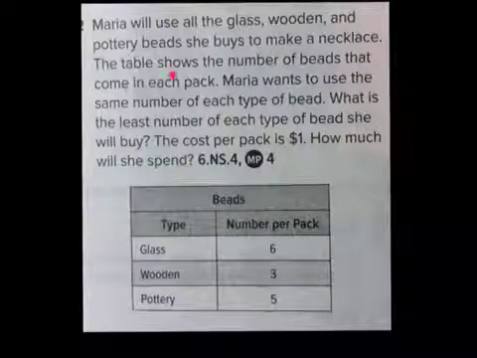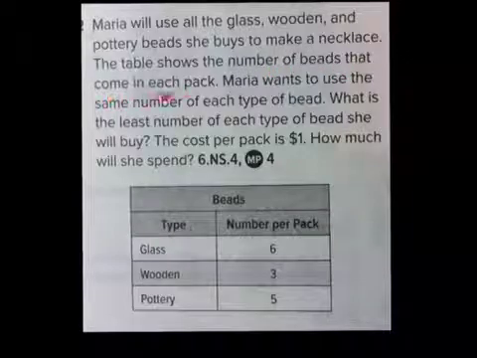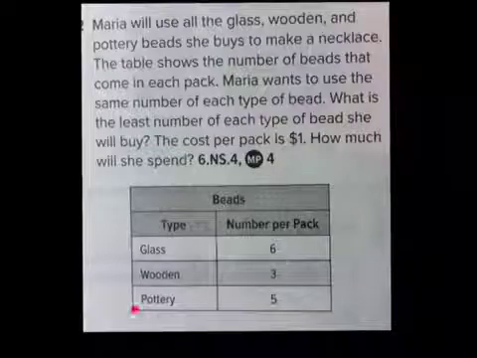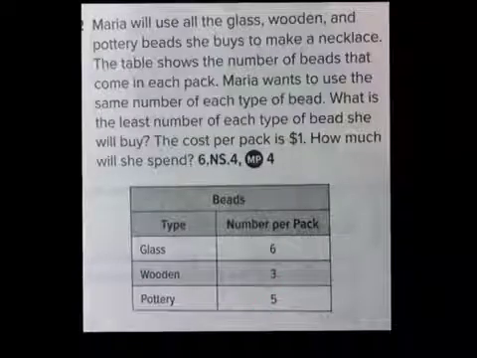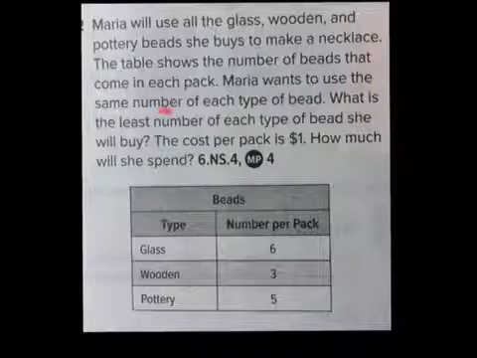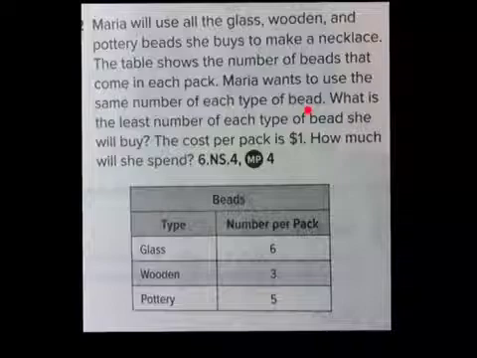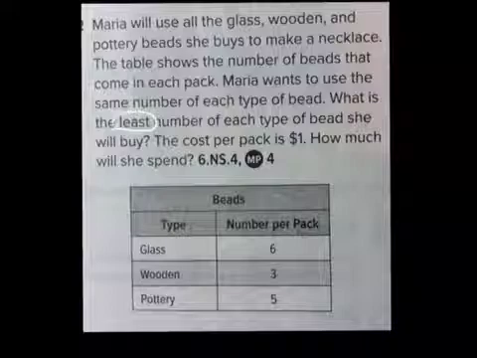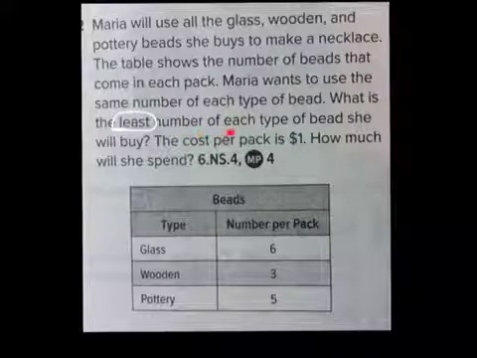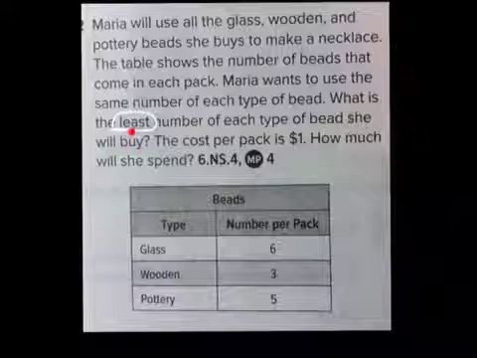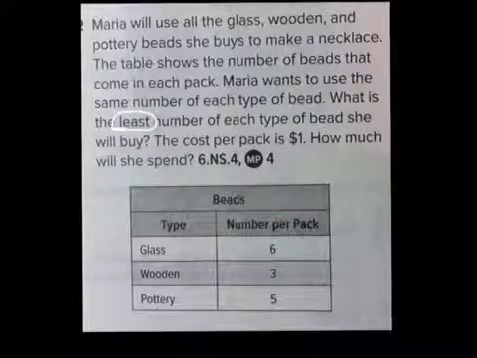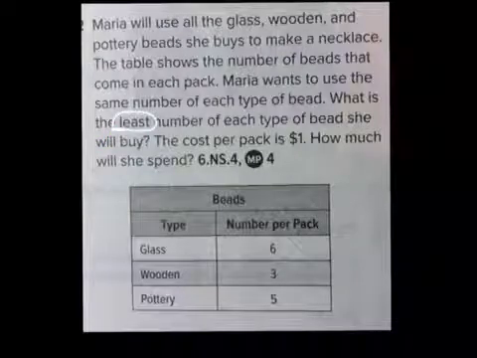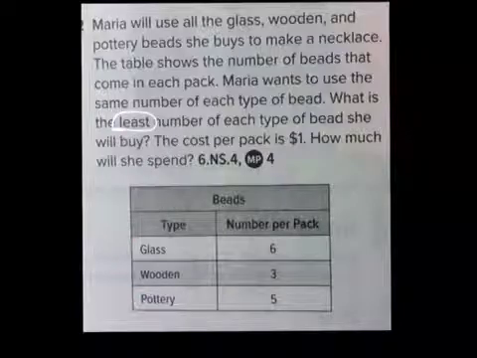The table shows the number of beads that come in each pack. So glass beads, we get 6 per pack. Wooden beads, we get 3 per pack. And pottery beads, they come in 5 in a pack. Maria wants to use the same number of each type of bead. What is the least number of each type of bead she will buy? What is the least number of each type of bead she would buy? So this is a key word right there. When you look at the word least, it looks like we're looking for the least common multiple of 6, 3, and 5.